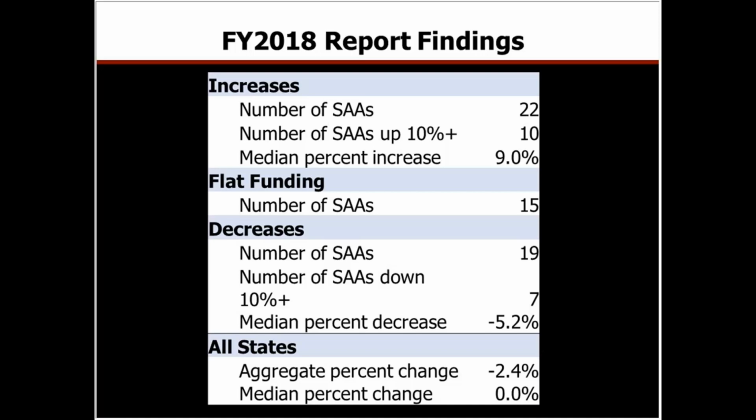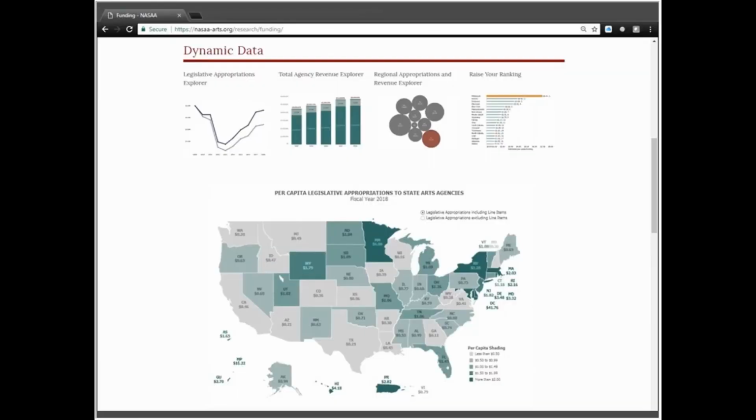So these numbers tell me that fiscal year 2018 was yet another year of relatively stable funding for state arts agencies on the whole. Again, these trends don't necessarily tell the story of individual states. That's why we've developed a new set of revenue dashboards that bring out those state-level trends. And with that, I will hand things over to Patricia to walk you through these new dashboards.